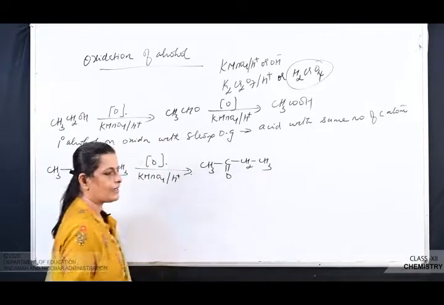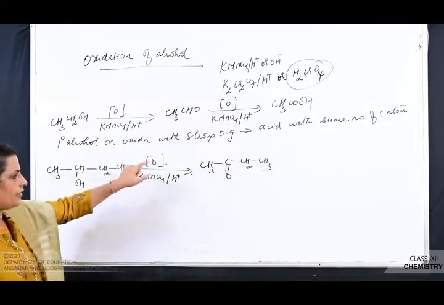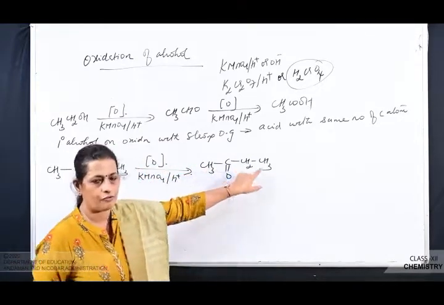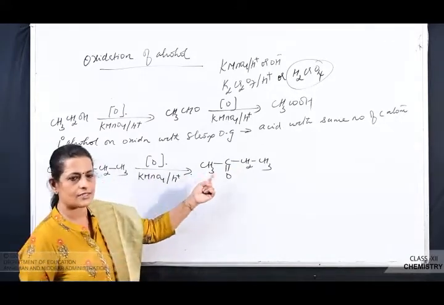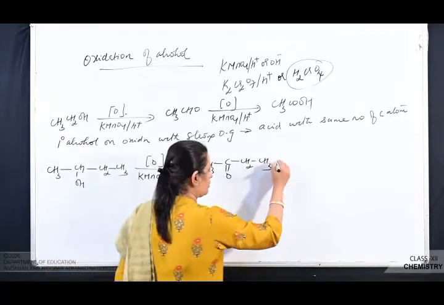Now see the number of carbon atoms, 1, 2, 3, 4. Here also how many carbon atoms? 1, 2, 3, 4. So what can you say? A secondary alcohol on oxidation gives a ketone with the same number of carbon atoms. Now this on oxidation you see.